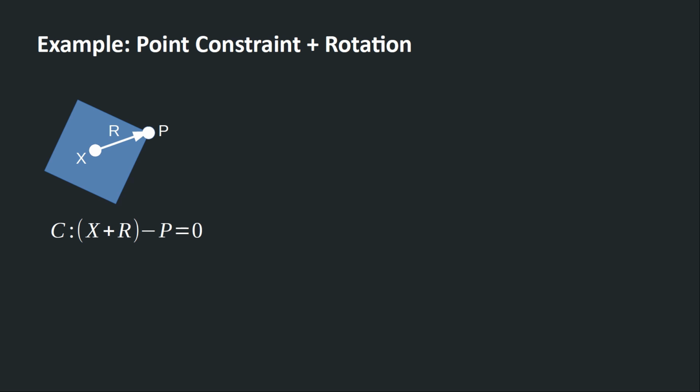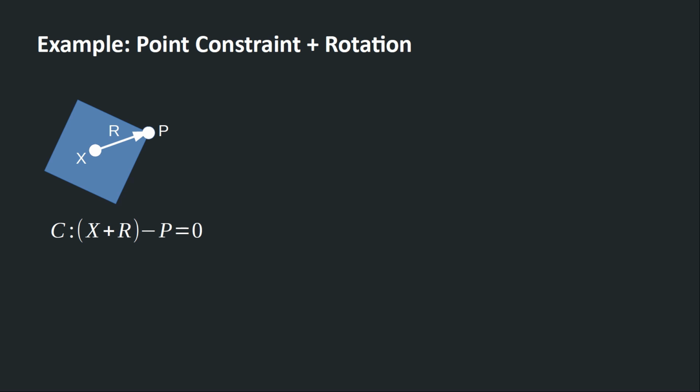Now it's time for the final example of this tutorial, which is the one we saw at the very beginning. It's the point constraint plus rotation. Remember, we have a cube where one of its corners is constrained to the center of a sphere. Now let's define some notations. The center or the position of the cube is x, and the vector from the center of the cube to one of its corners is r. And then the point we want to constrain that point on the cube to in space is p. So the position constraint is x plus r minus p equals 0.